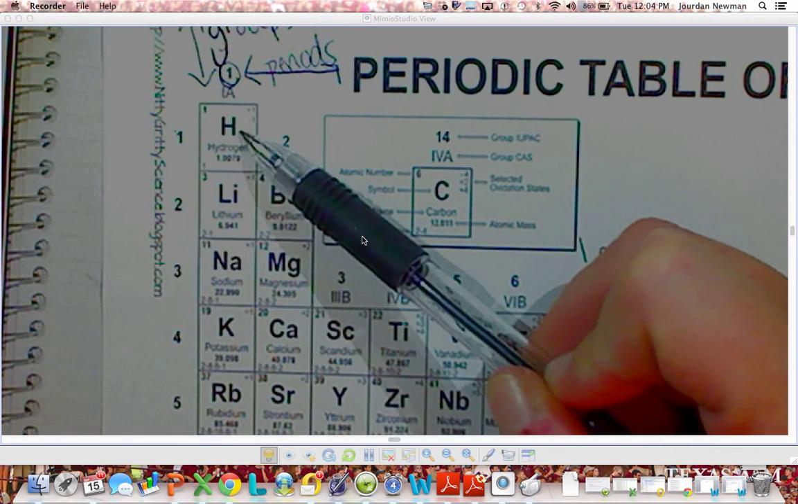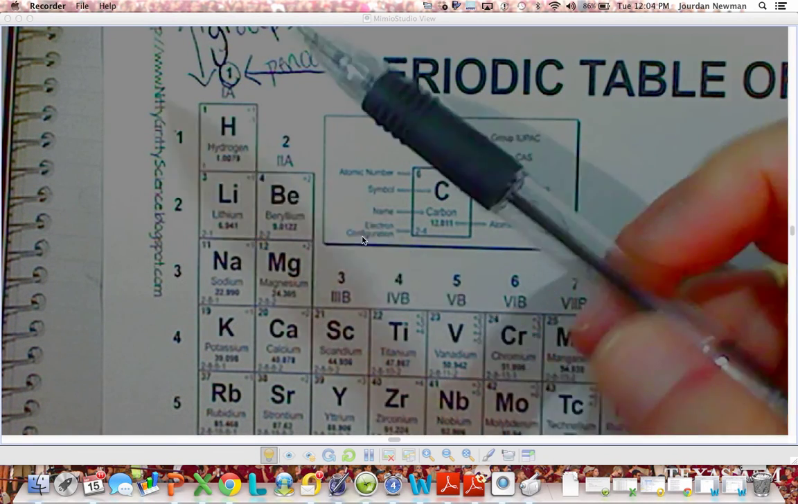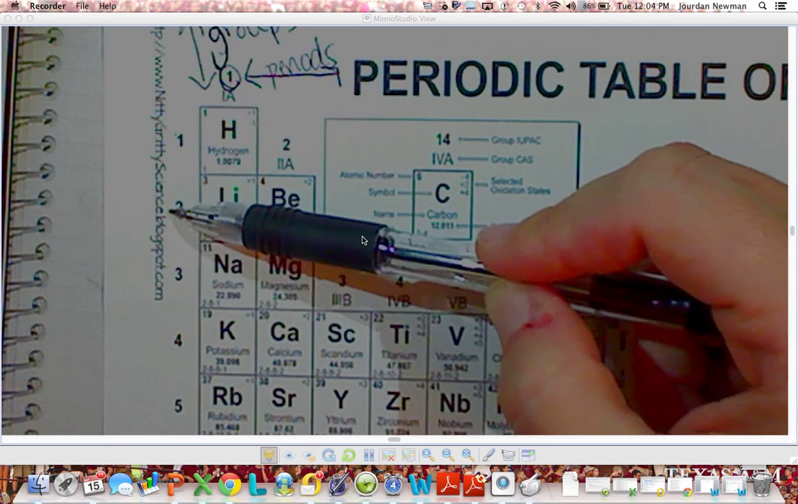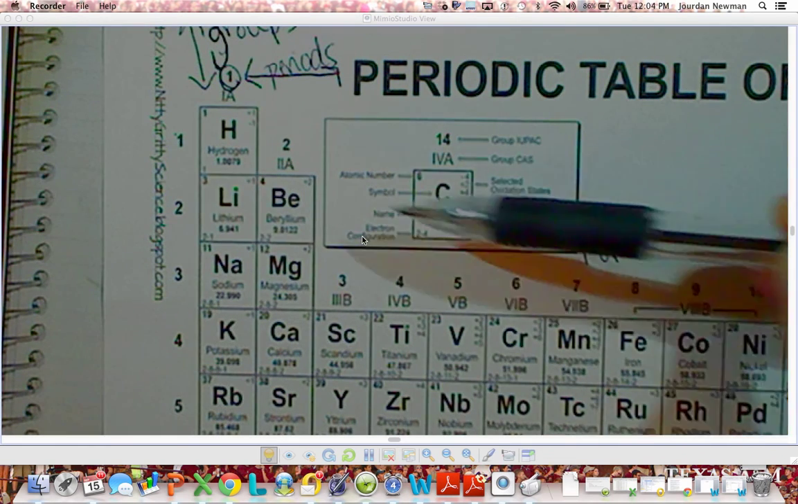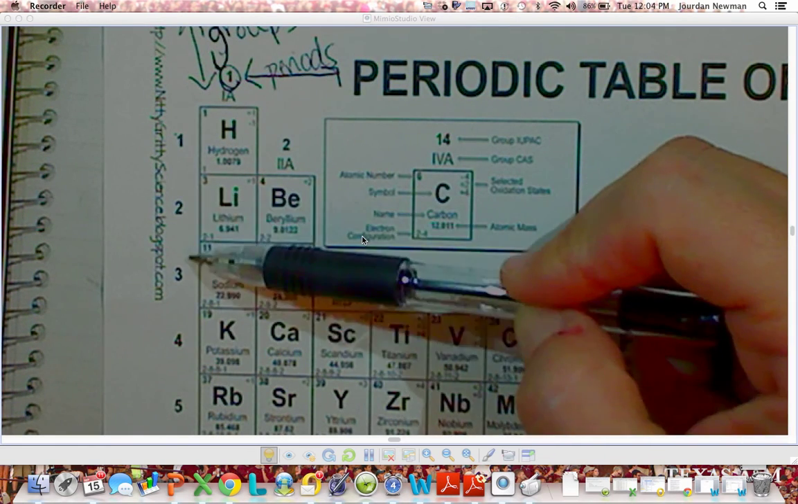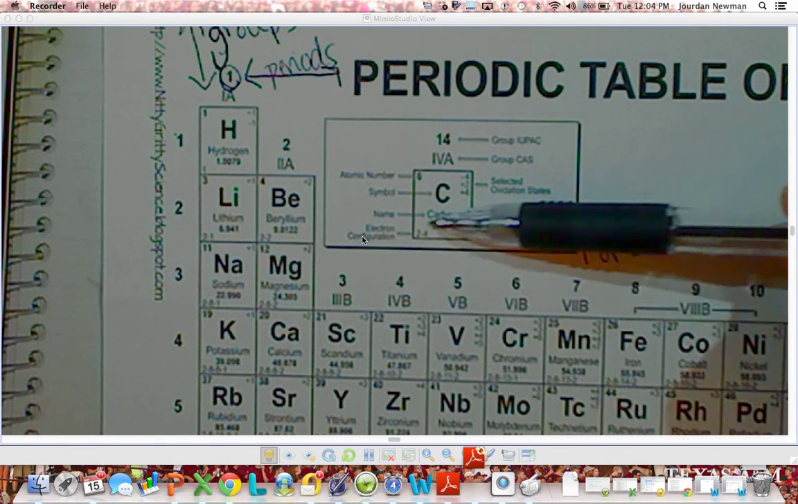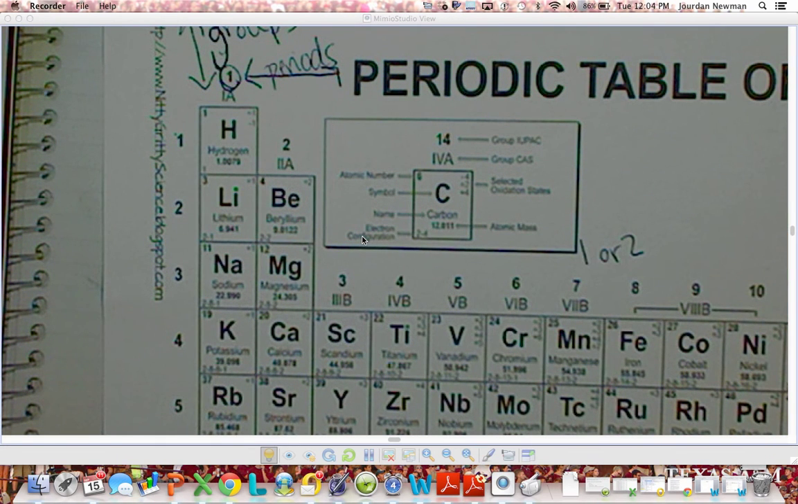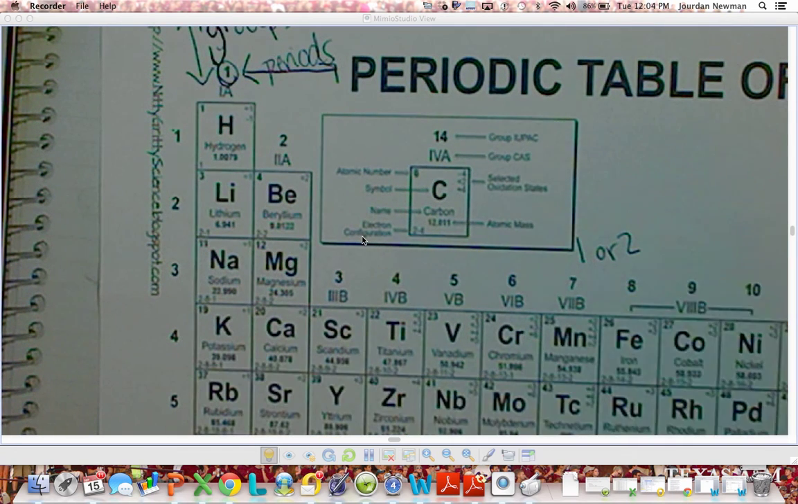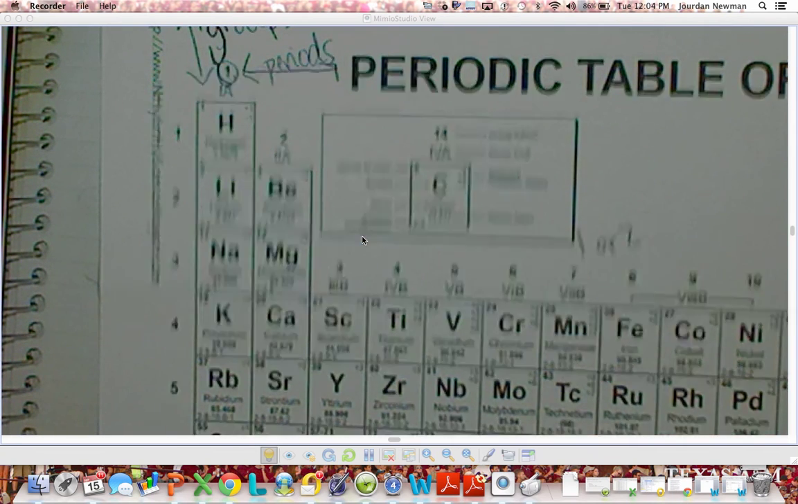So if you were to draw it out, hydrogen would have 1 energy level and 1 valence electron, because of the group it's in. Everybody in period 2 has 2 energy levels. Everybody in period 3, sodium, magnesium, all the way across to aluminum, silicon, they all have 3 energy levels, okay?